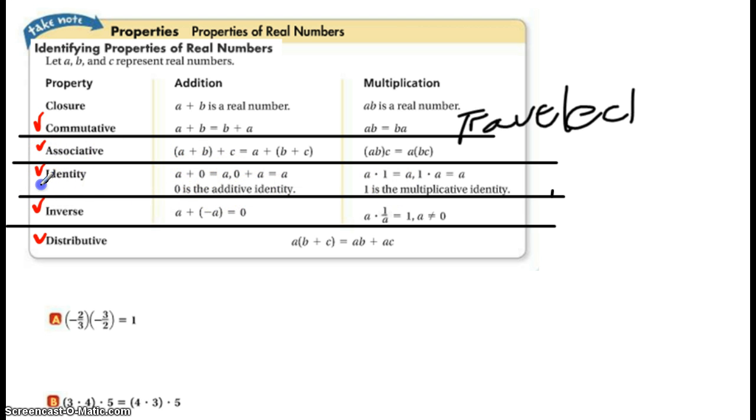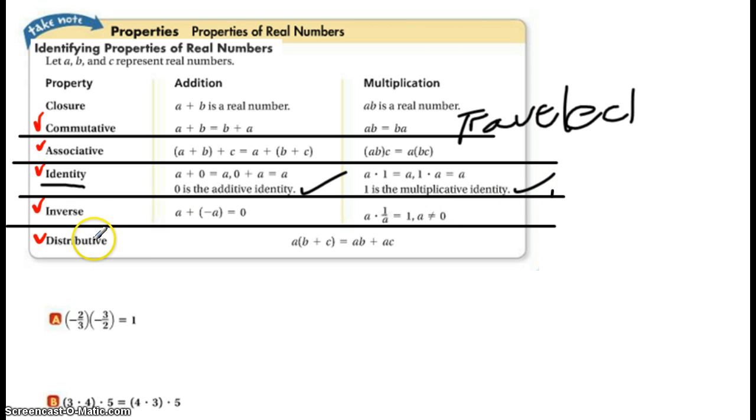Identity property talks about what happens when you add 0 to something. Well, nothing changes. You retain your identity. 0 plus A, again, you retain your identity. Same thing for multiplication. 1 times A, you retain your identity.